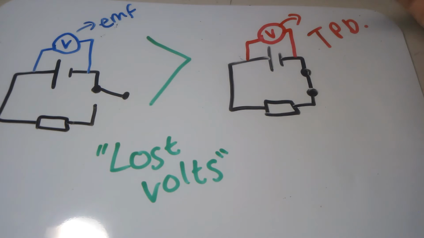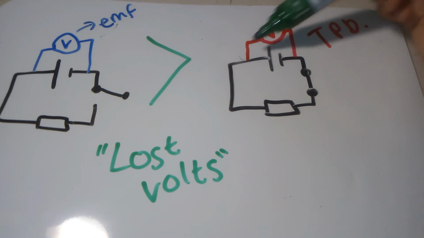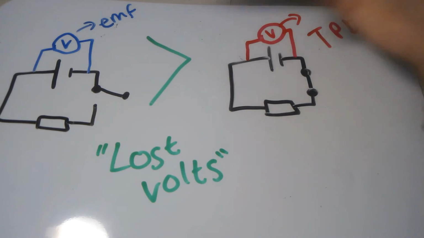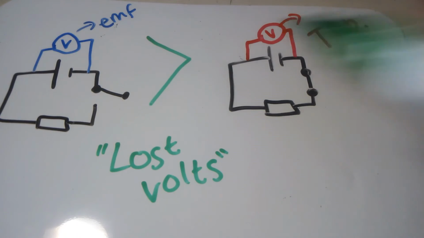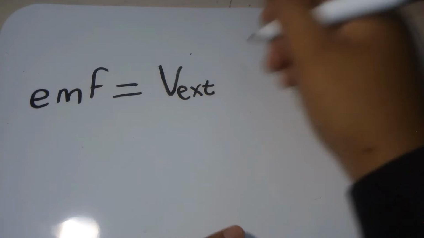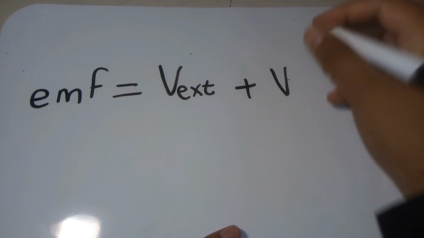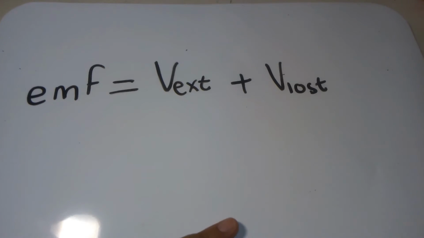This doesn't mean that volts are actually lost anywhere. Actually, what it means is that some energy has been used to actually move electrons through the cell. So some of the energy that is quote unquote lost has been used to push the electrons out of the battery. And so we have that our EMF is actually the sum of our external potential difference plus the potential difference that is inside of the battery, or the lost volts.